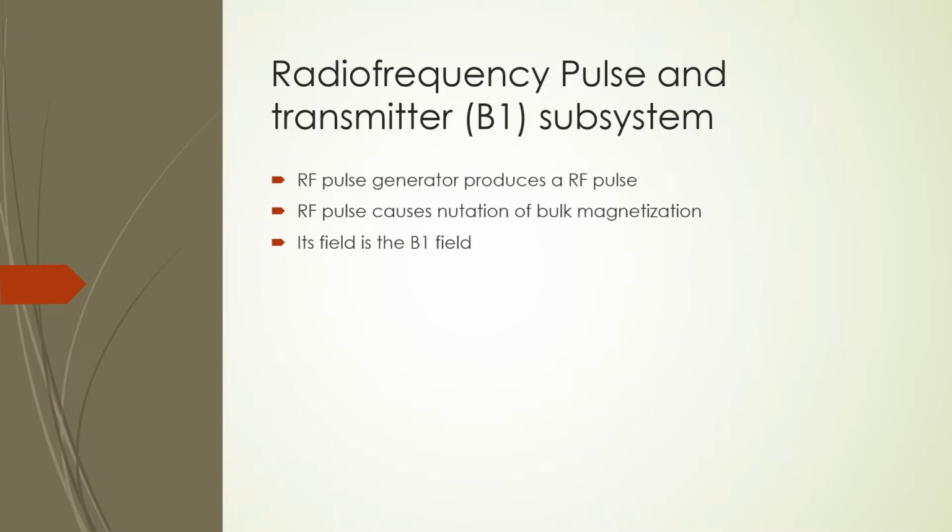For the RF system, a pulse generator produces a radio frequency signal that is sent to the transmitter coils. The radio frequency pulse is responsible for the nutation of the bulk magnetization vector M that we learned about in a previous lecture. It is made up of both the electric and magnetic field components, with the magnetic components having a magnetic field designated as the B1 field.